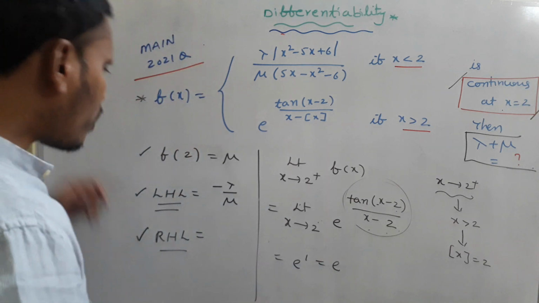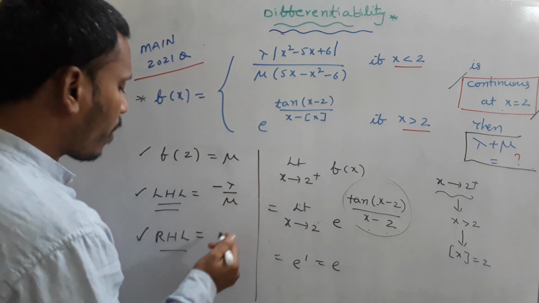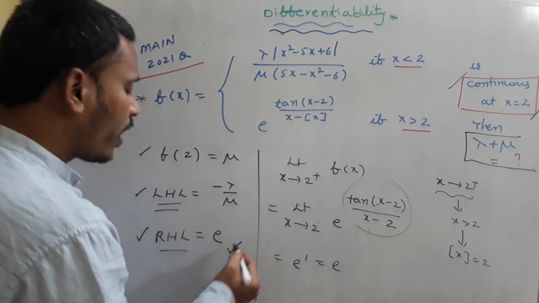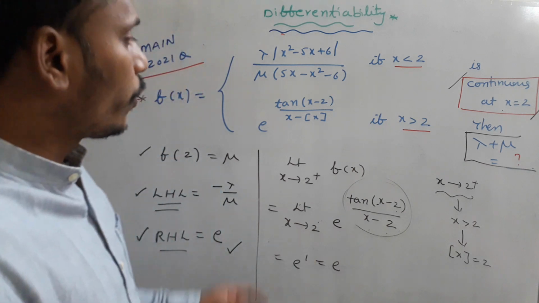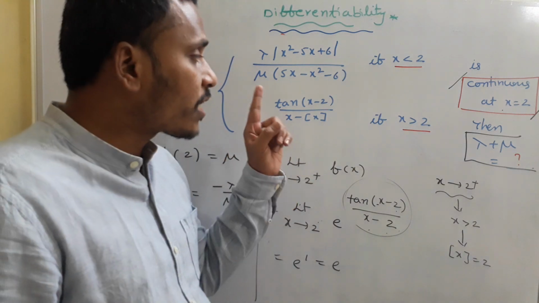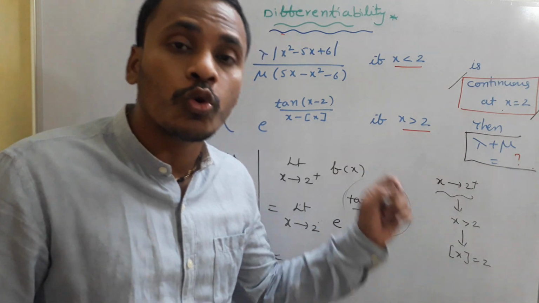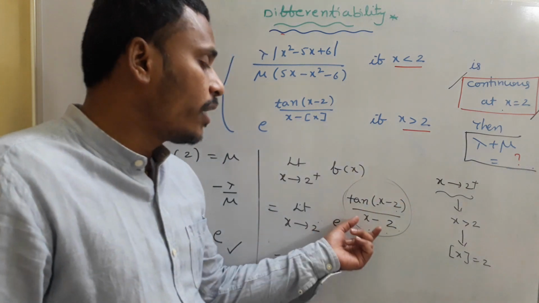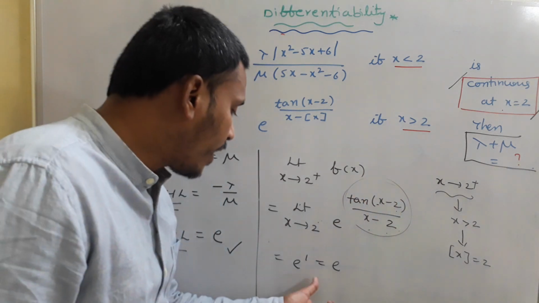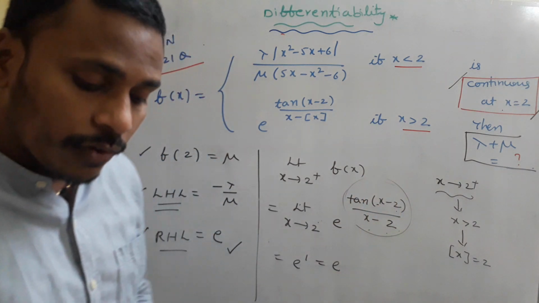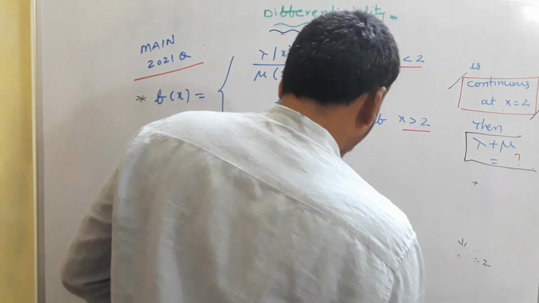So finally, the functional value is mu, the left limit is minus lambda by mu, and now I have the right hand limit value as e. Very simple. Okay, use this definition, and as x is tending to 2 plus, x value is greater than 2 and near to 2, so step x is 2, and that's why tan of x minus 2 by x minus 2, this quantity is 1. Our right hand limit value is e. So we have the right hand limit, left hand limit, and functional value with us.